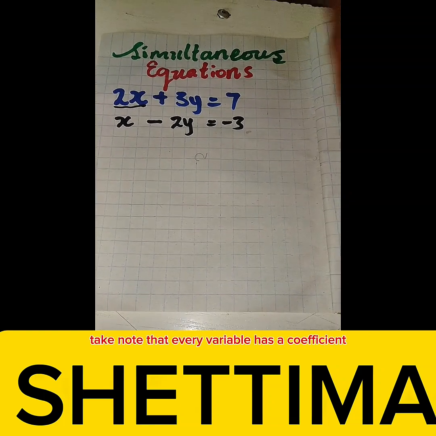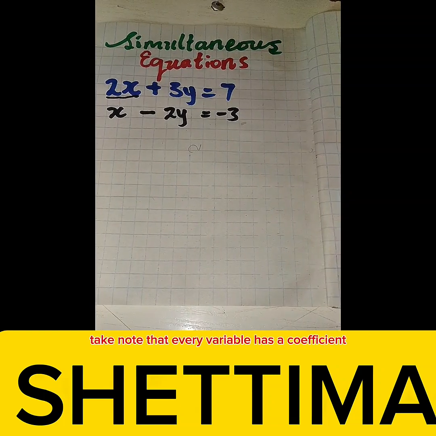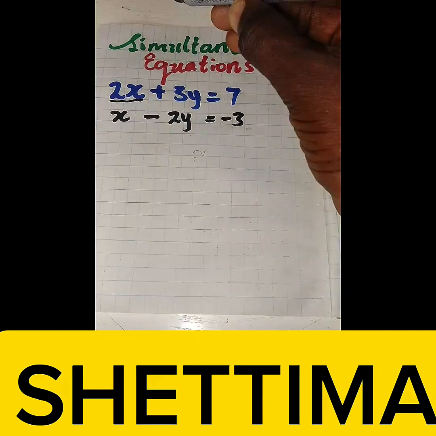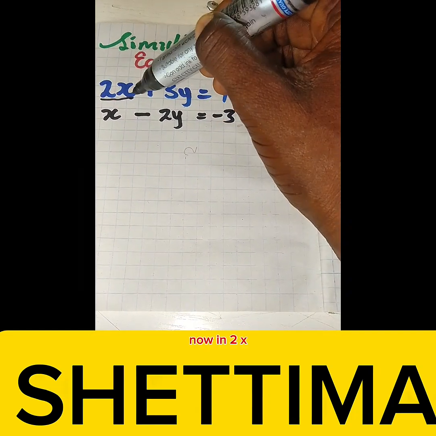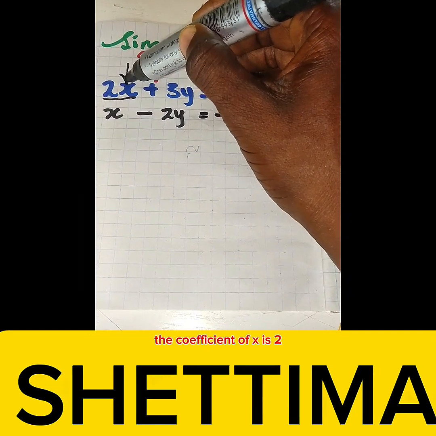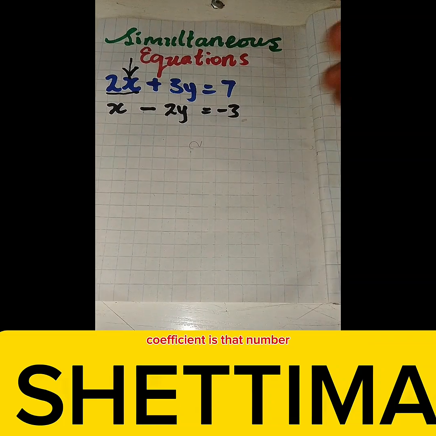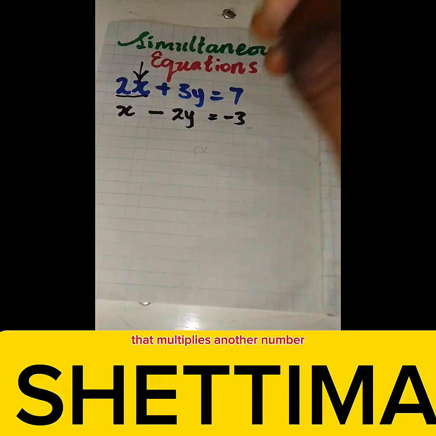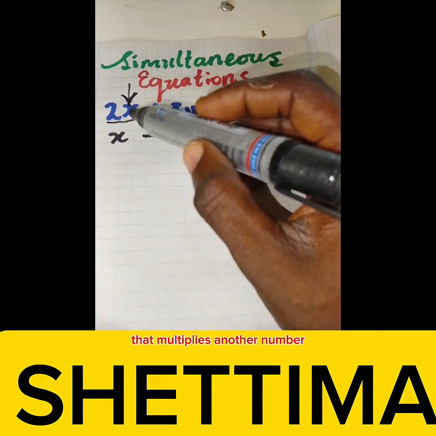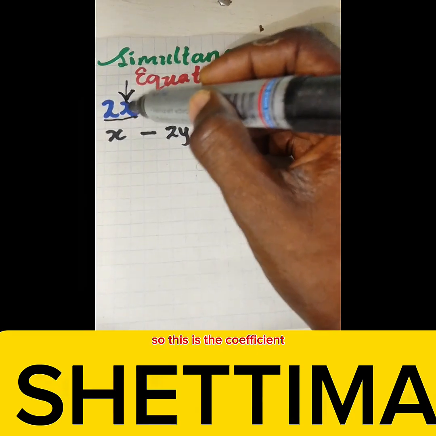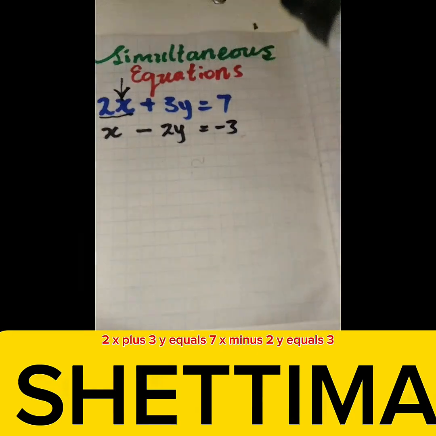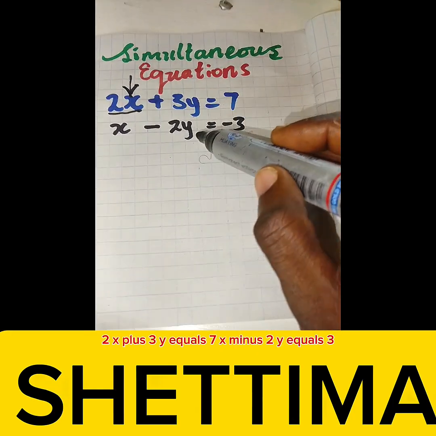Take note that every variable has a coefficient. In 2x, the coefficient of x is 2. A coefficient is the number that multiplies another number. So this is the coefficient: 2x plus 3y equals 7, x minus 2y equals 3.